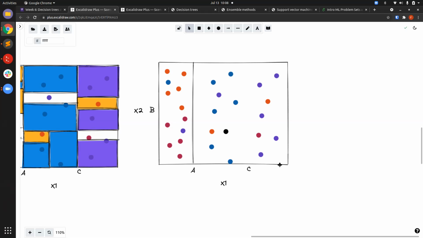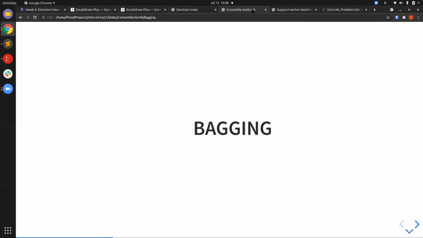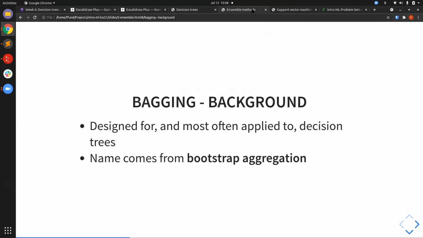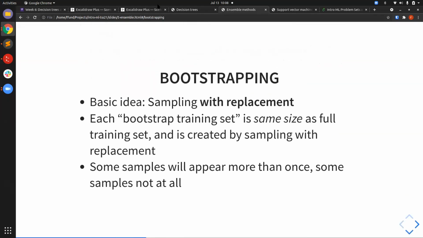So if you train many trees on the same data, each one will be exactly the same. You're not going to get any benefit from averaging their output. You're just taking the average of many identical things. So we need a way to train many decision trees, but have them all be slightly different. Okay. The answer to this is called bagging. And the name comes from a technique called bootstrapping, or bootstrap aggregation, bagging. And the basic idea behind bootstrapping is you sample with replacement.